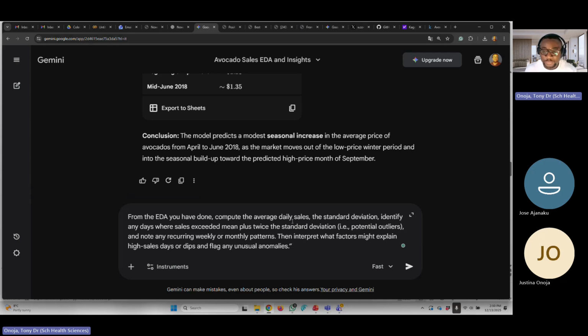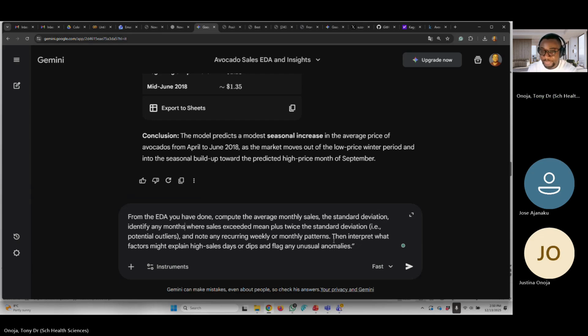Compute the average monthly sale, okay? Because this is not daily. The average monthly sale, the standard deviation, identify any months, okay, where sales exceed the mean plus the standard deviation, potential outliers, and note any recurring weekly or monthly pattern. Okay, then interpret what factor may explain the high sale month or dip, flag any unusual anomaly. So let's see what happened.